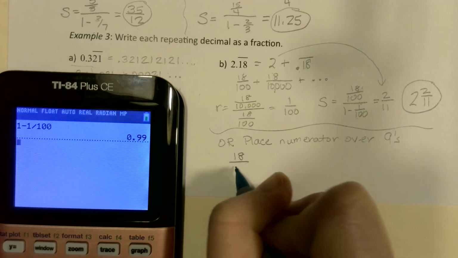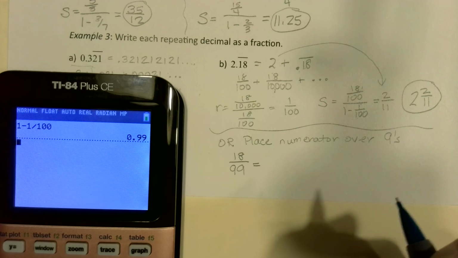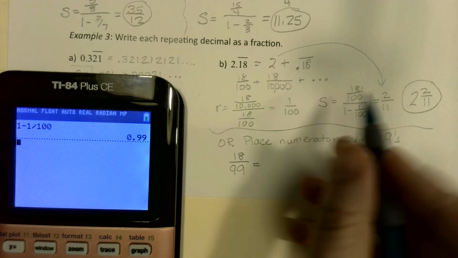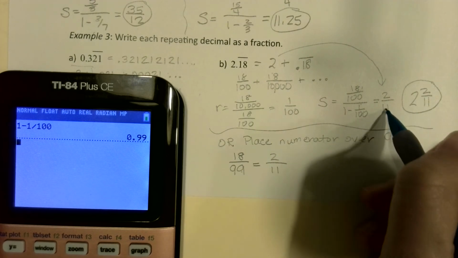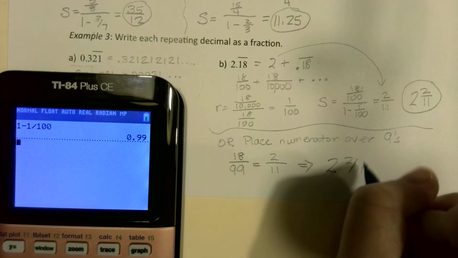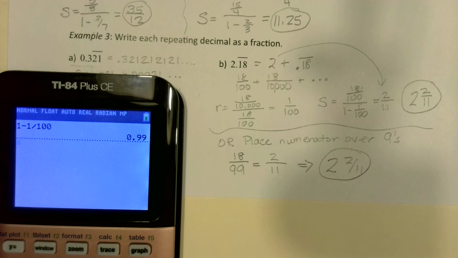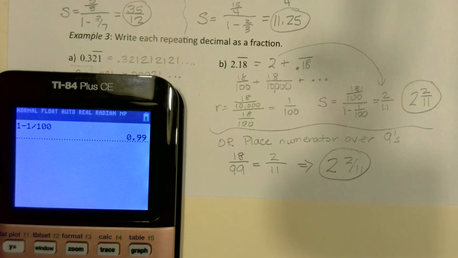So we end up getting 18 over 99, which needs to be reduced. These both have 9 in common, so 18 divided by 9 is 2, 99 divided by 9 is 11. That's where this 2 11ths has come from, and when we add the 2 back in, we also get 2 and 2 11ths. But the key here is that this algebraic process comes from geometric series and the calculation of those.